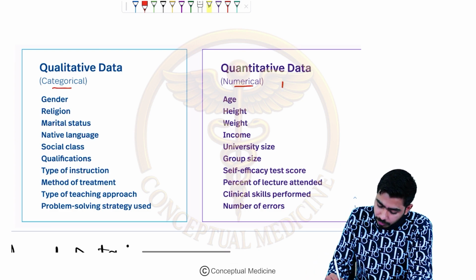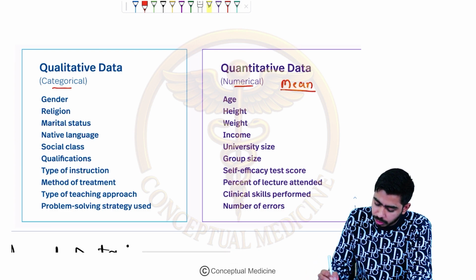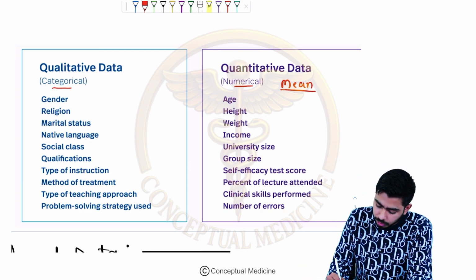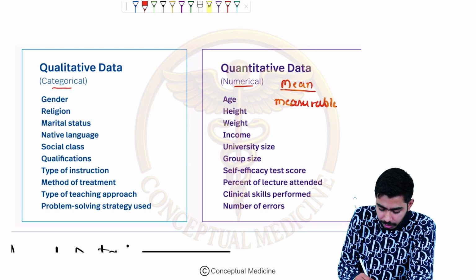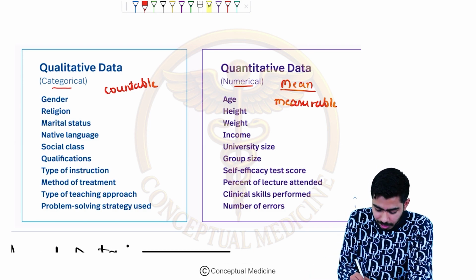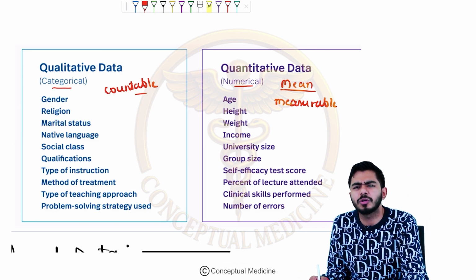In the quantitative data, we are talking about the mean. We shall calculate the mean over here. Quantitative data is the measurable data we have already talked about. Qualitative data is the countable data, right? So these are some salient features of the quantitative and qualitative data. Let's talk about some of the examples.